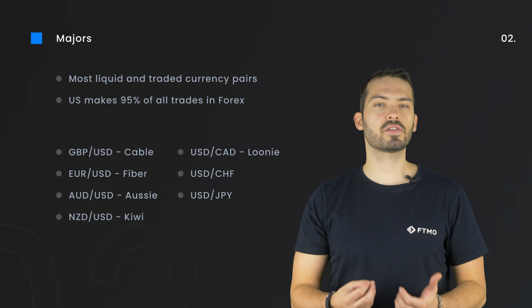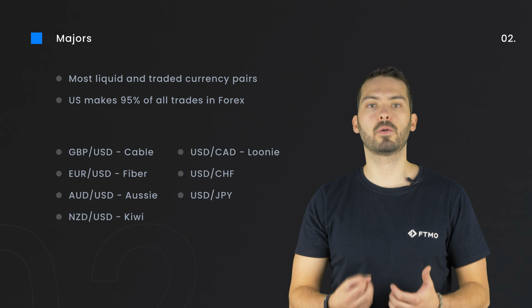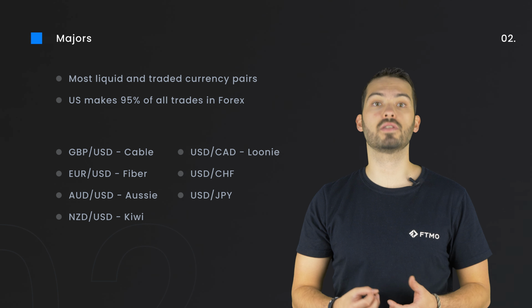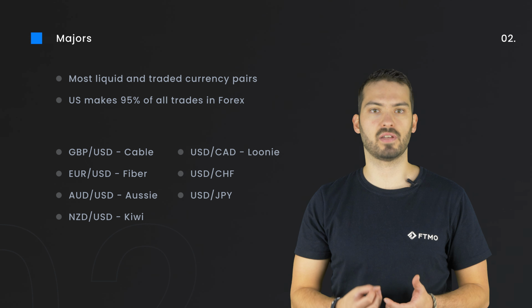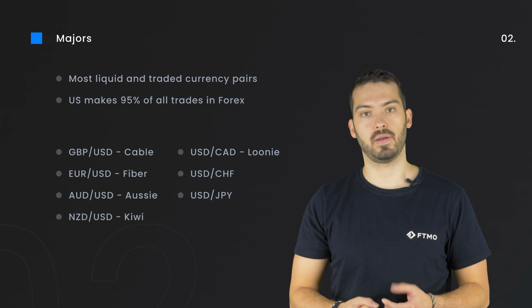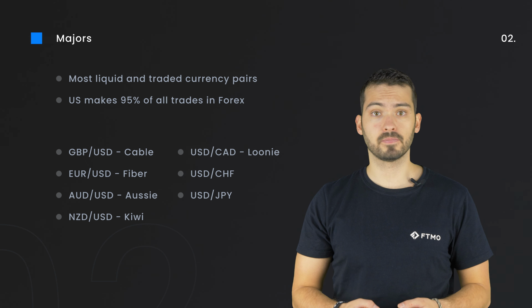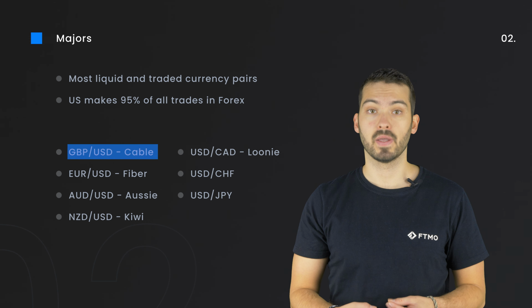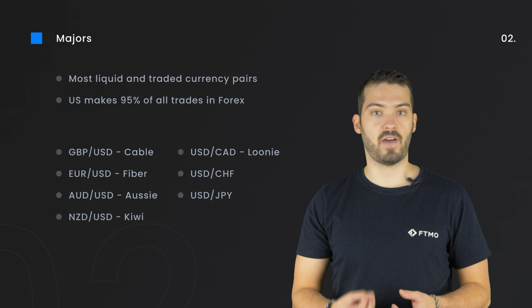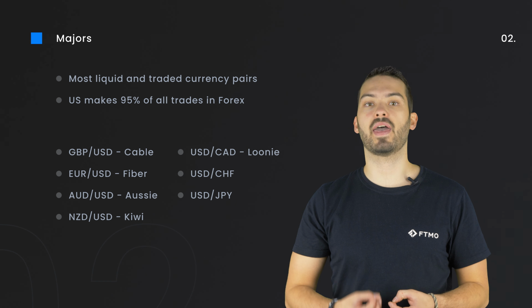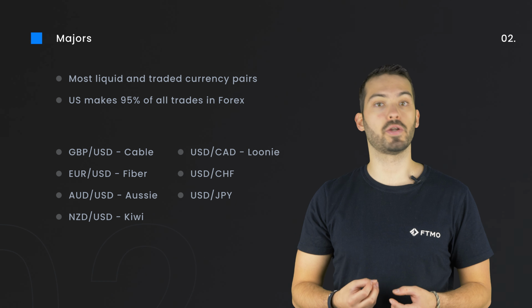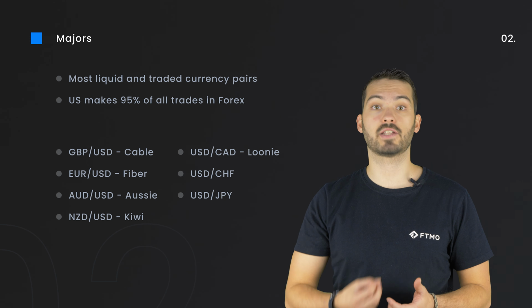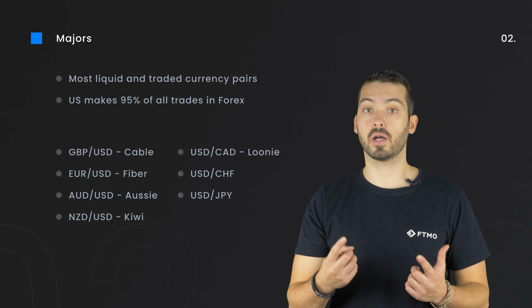Majors. Majors are the most traded and liquid currency pairs. All of them are paired with US dollars since the US dollar makes up 95% of the trades in the Forex market. So which currencies are the majors? Well, it is British pound and US dollar, also called the cable. The name cable comes from the fact that in the 18th century, the exchange rate between the US dollar and the British pound was transmitted across the Atlantic by a large cable that ran across the ocean floor between the 2 countries.